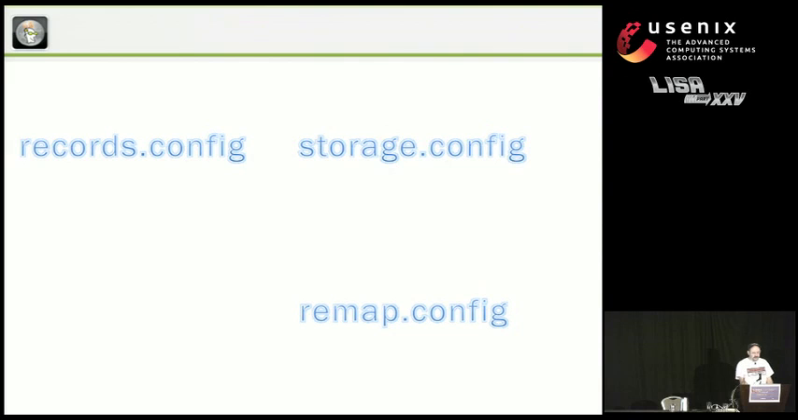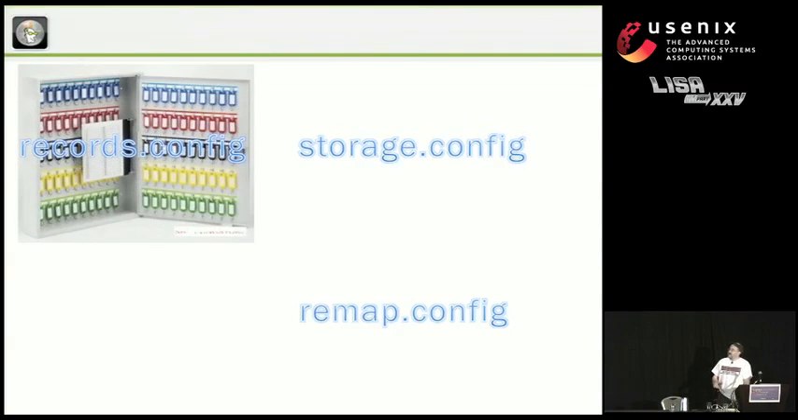There's really only 3 files that matter. Records.config, storage.config, and remap.config. Those are the 3 files that most people will actually be looking at when they start installing Traffic Server and working with it. Records.config is a normal key-value pair storage. That's where all the flags and numeric parameters are, and how much cache size you're going to use, and that sort of stuff. Really straightforward.